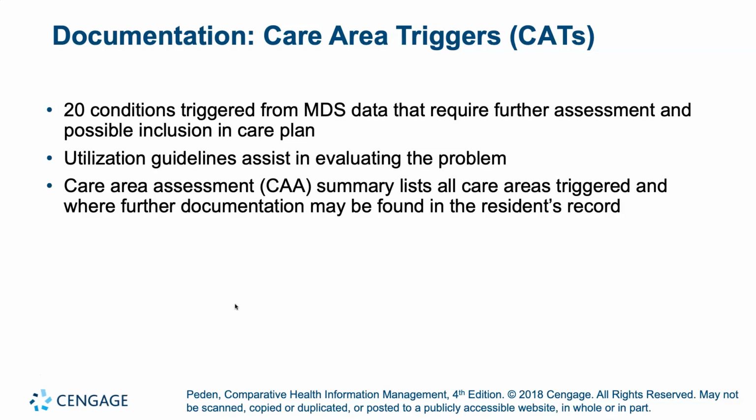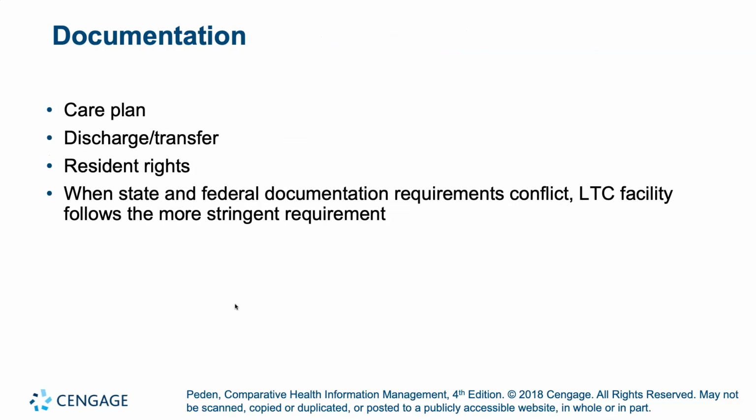So that CAA summary is going to list all the care areas that were triggered, where further documentation can be found in the resident's record as to the fact that, okay, these are the areas that are triggered, and here's what we're doing about it, and here's where we're monitoring their progress to make sure that they're not getting worse, and if possible, they are getting better.